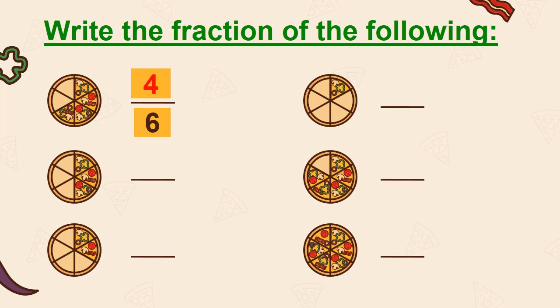Next, the total parts here are 1, 2, 3, 4, 5, 6. How many colored parts? 1, 2, 3. The fraction is 3 over 6.